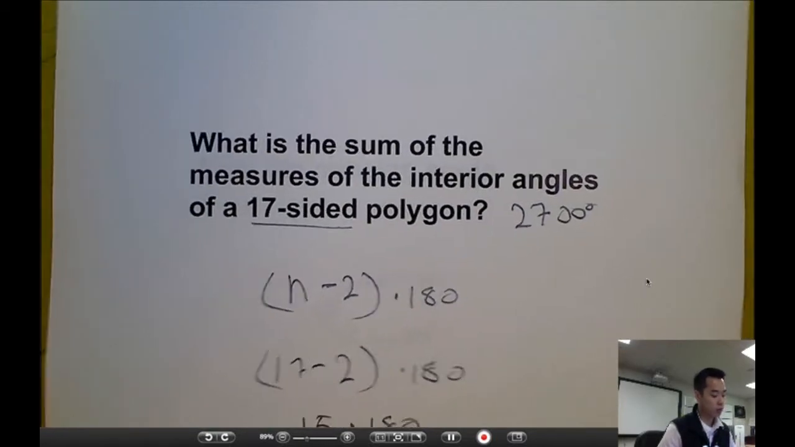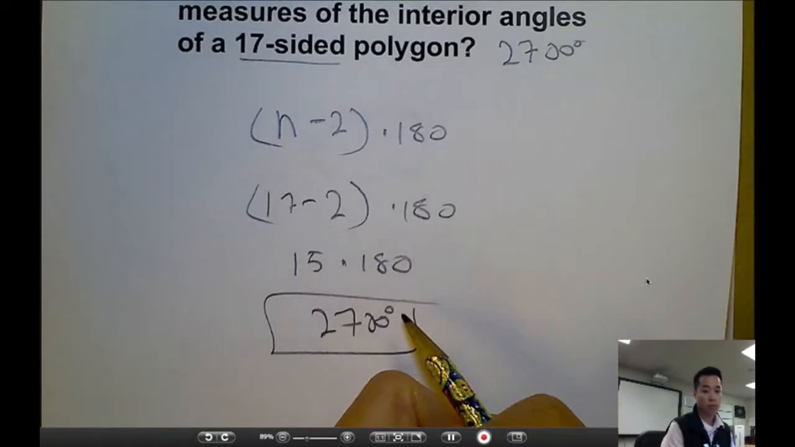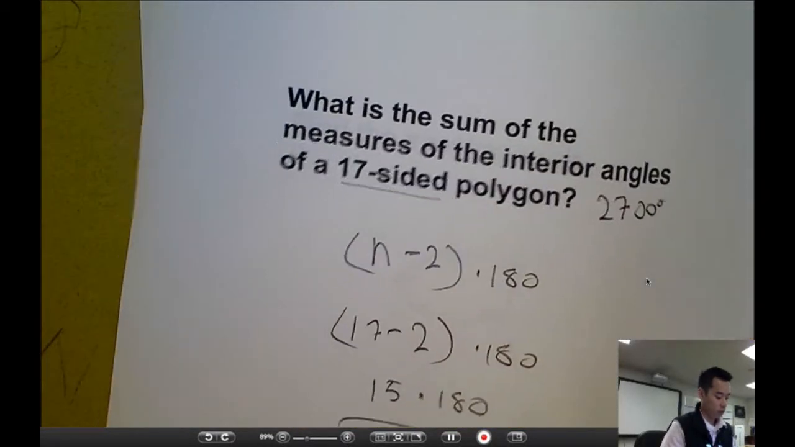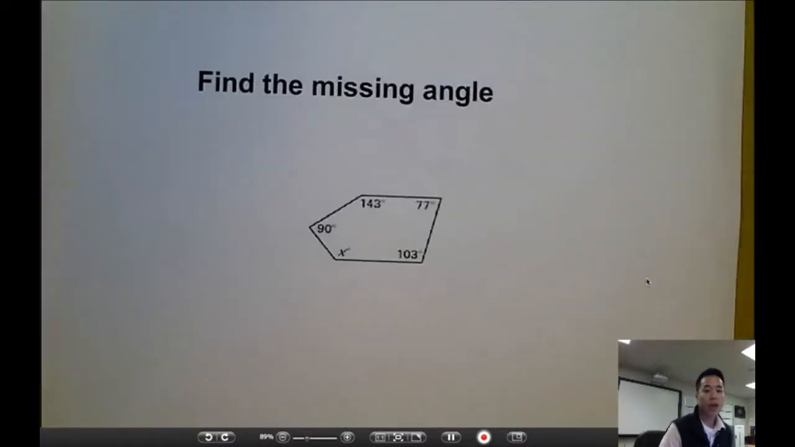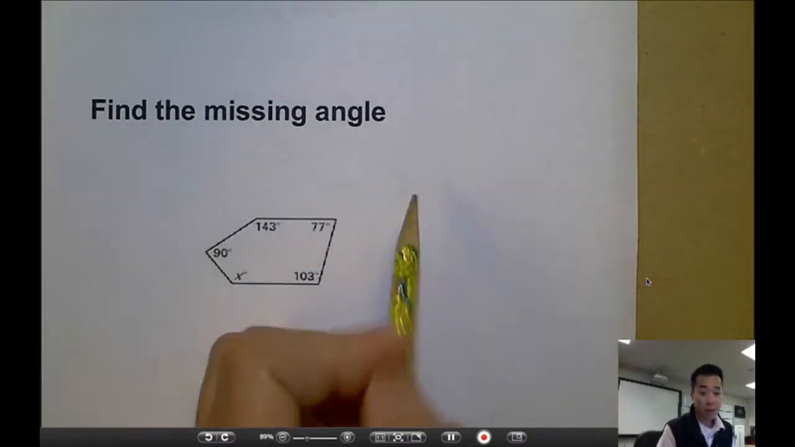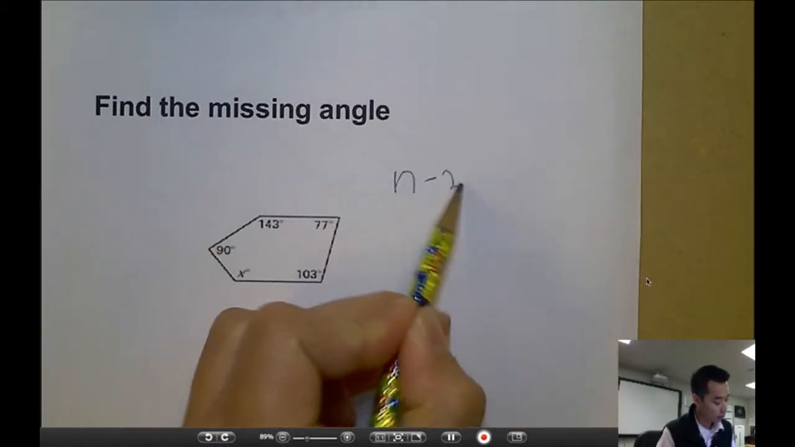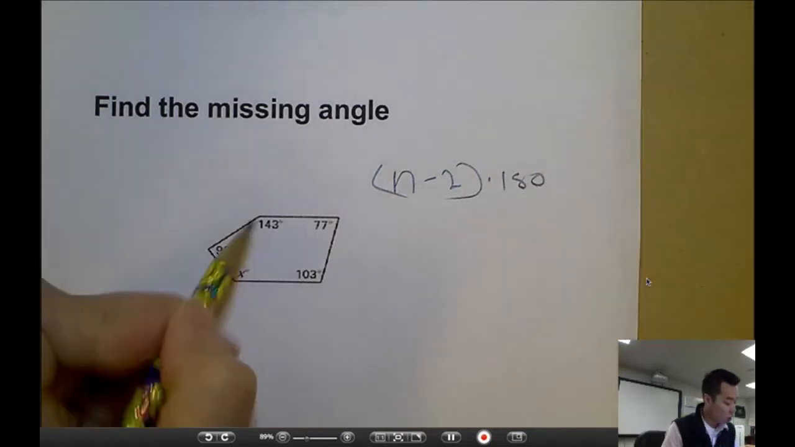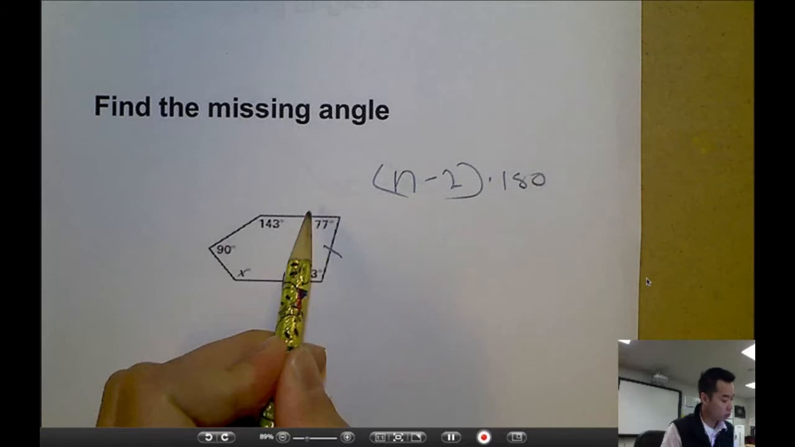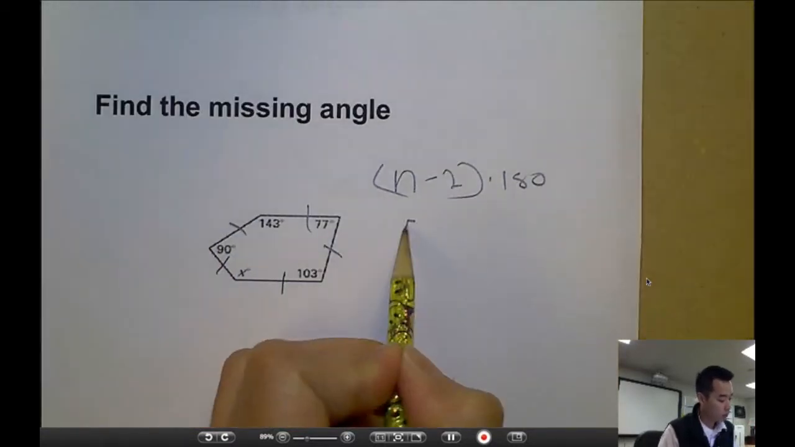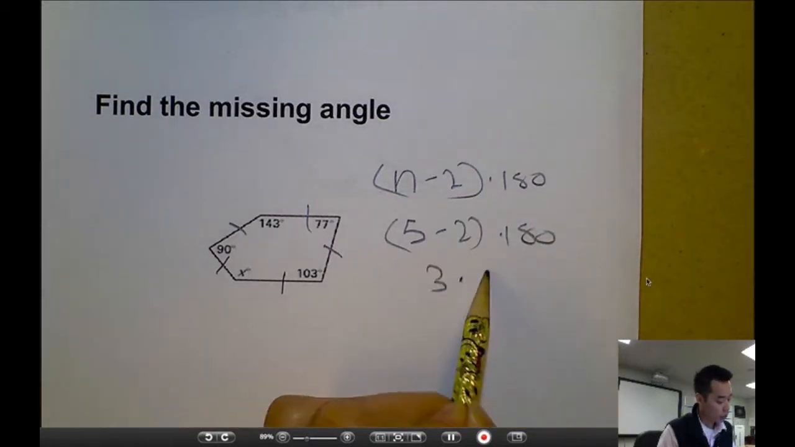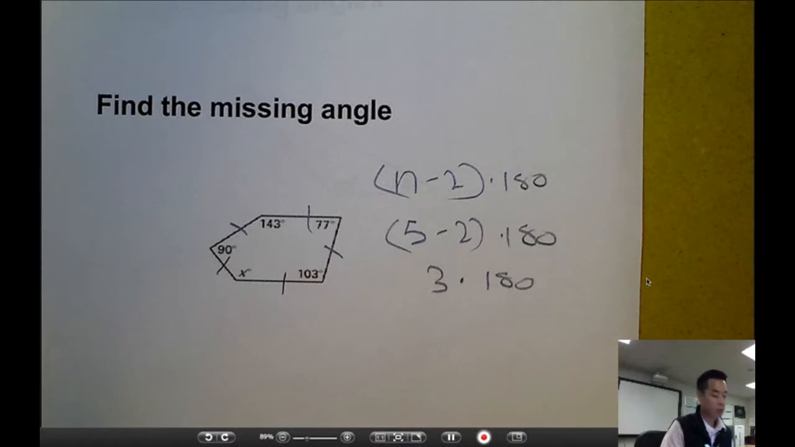Okay, let's do another example. So find the missing angle. Okay, so since we're dealing with interior angles and they already gave it to me, step 1, write the formula down. Step 2, what I'm going to do is find the sum of all of these that needs to add up to. So this is 1, 2, 3, 4, 5. So this will be 5 minus 2 times 180. And I get 3 times 180. So we know that that would be 540 degrees.